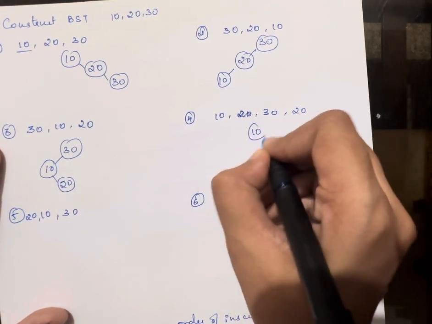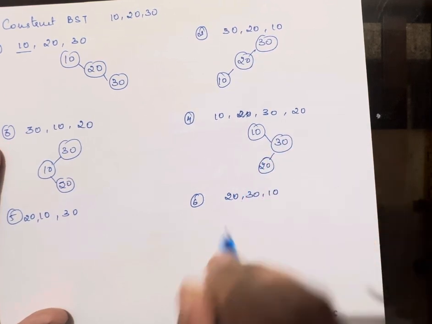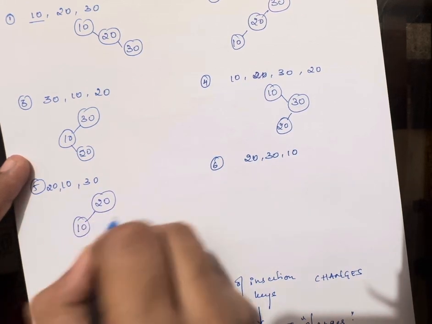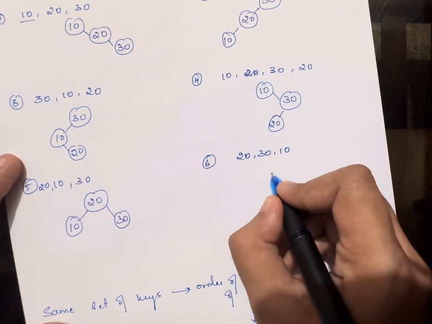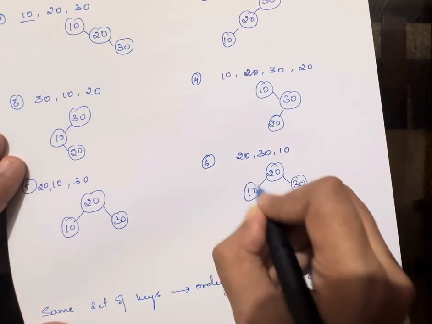Next 10 is the root node, 30 is bigger than 10 and 20 is lesser than 30. 20 is the root node, 10 is smaller, 30 is bigger. 20 is the root node, 30 is bigger, 10 is smaller.